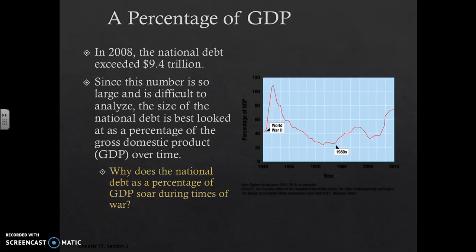And that's a good question. Why does the national debt as a percentage of GDP soar during times of war? Well, that's because we have to borrow more money to produce the things that we need to go to war. Wars are expensive, and output has to increase, and the government is in charge of national defense, and therefore they are in charge of contracting all of the materials and resources needed to fight a war.